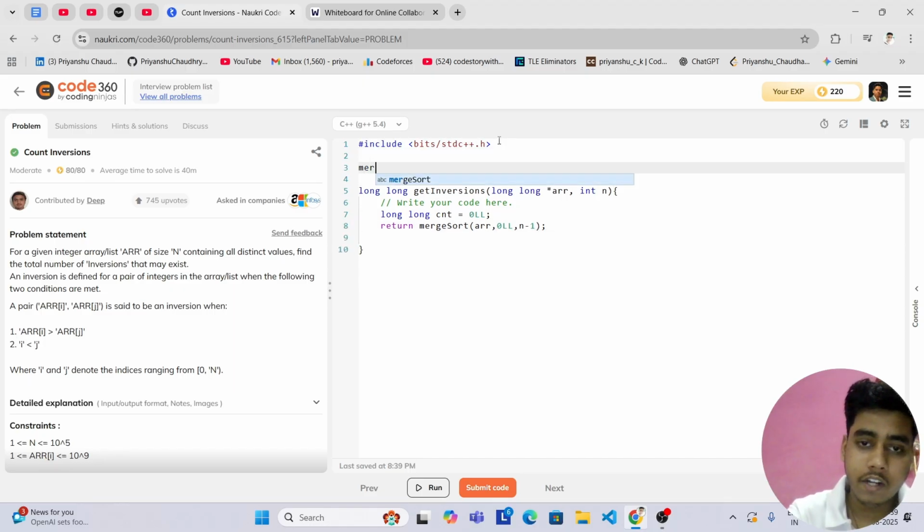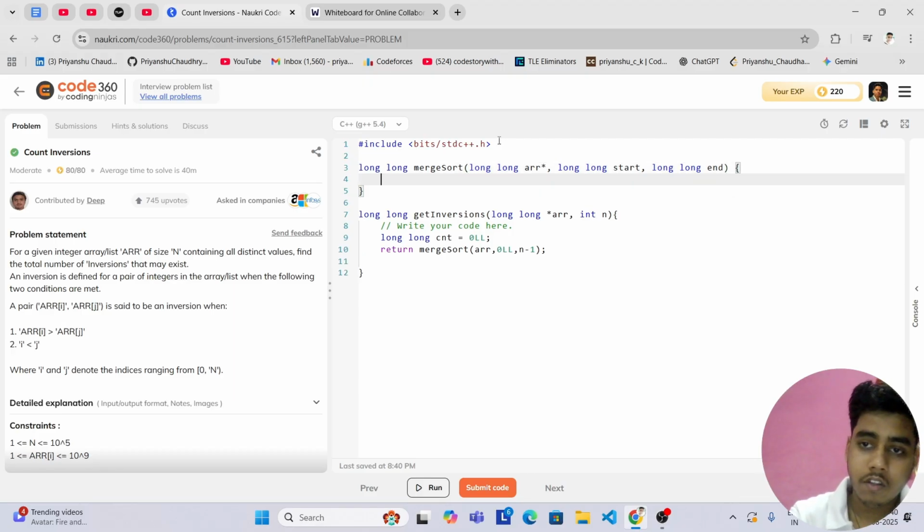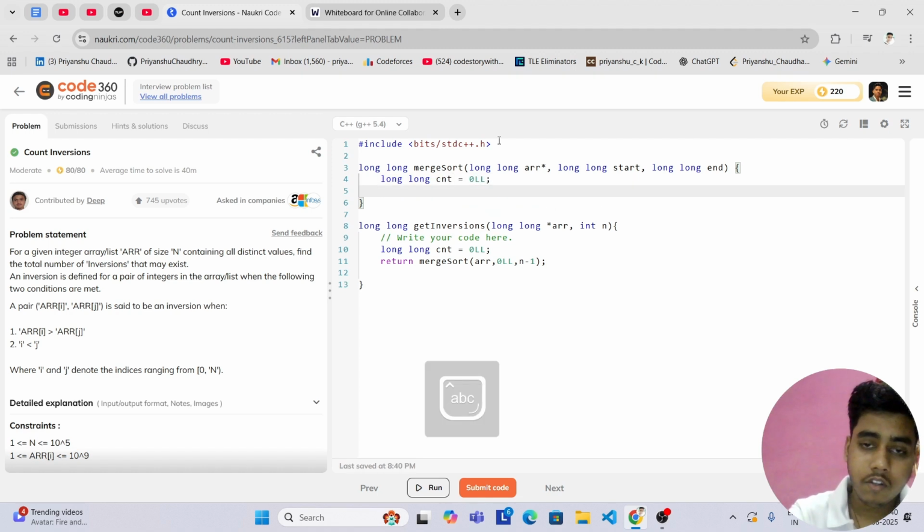Now if I write the merge sort function, this will return long, and merge sort, here I am passing arr, start and ending. Now here I declare the count. Let's say it's 0, and this is just the merge sort function, nothing else.